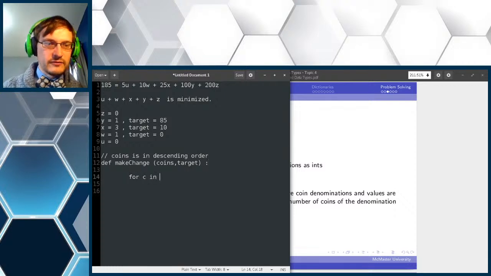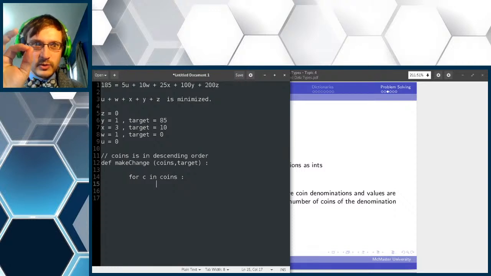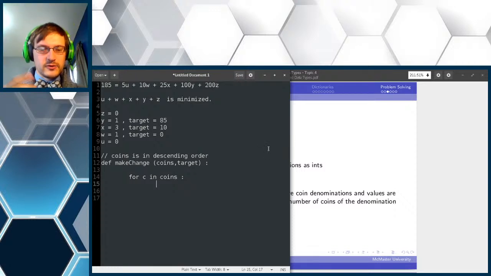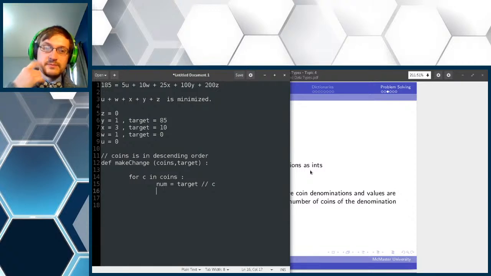So for C in coins, we want to take our target value and see how many of the current coin denomination we're working with fit inside our target value. Another way of saying this is division, and we're doing integer division here. So number of coins is equal to the target integer divided by, remember integer division is a double slash operation, the current C value. That's the number of coins that will fit.